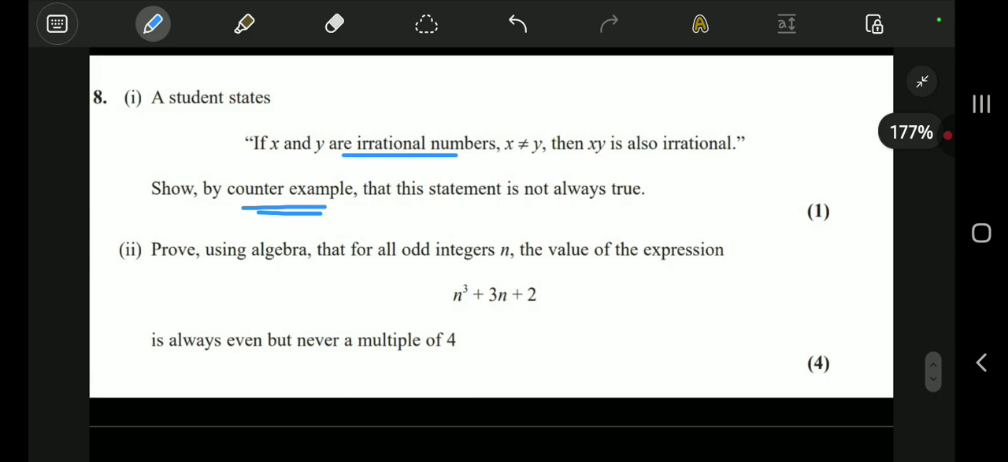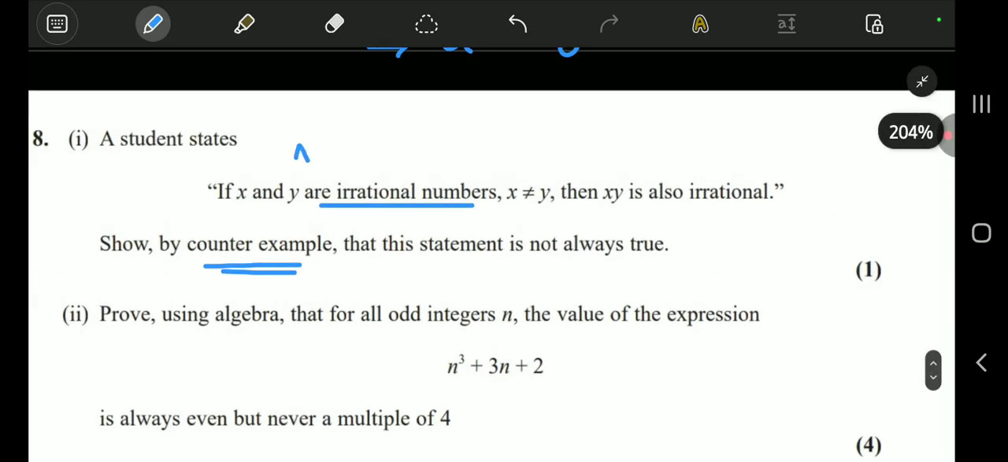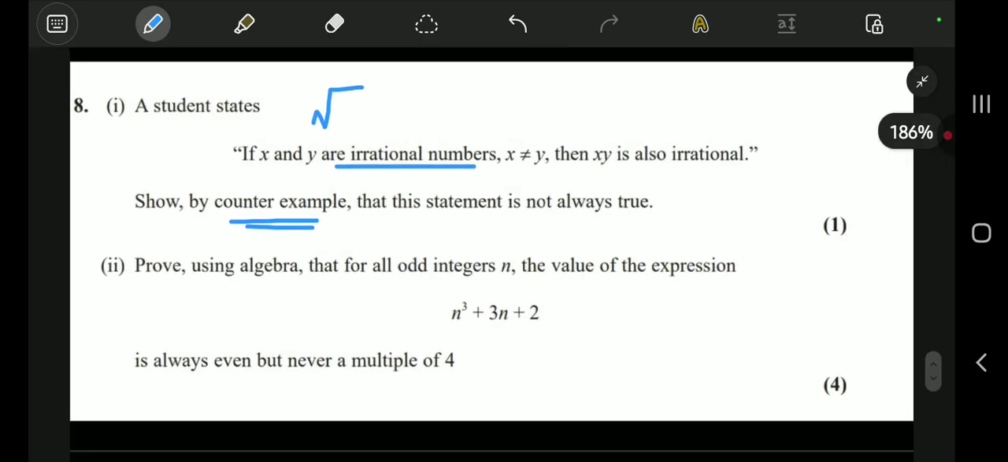x and y are irrational. What does irrational mean? Some common examples of irrational numbers are all the numbers that are not a complete square under the root, or most commonly the numbers that have pi in them. Involving pi in any way gives an irrational number. x is not equal to y means they should not be the same. Then xy, their product, should also be irrational. So let's look into this.